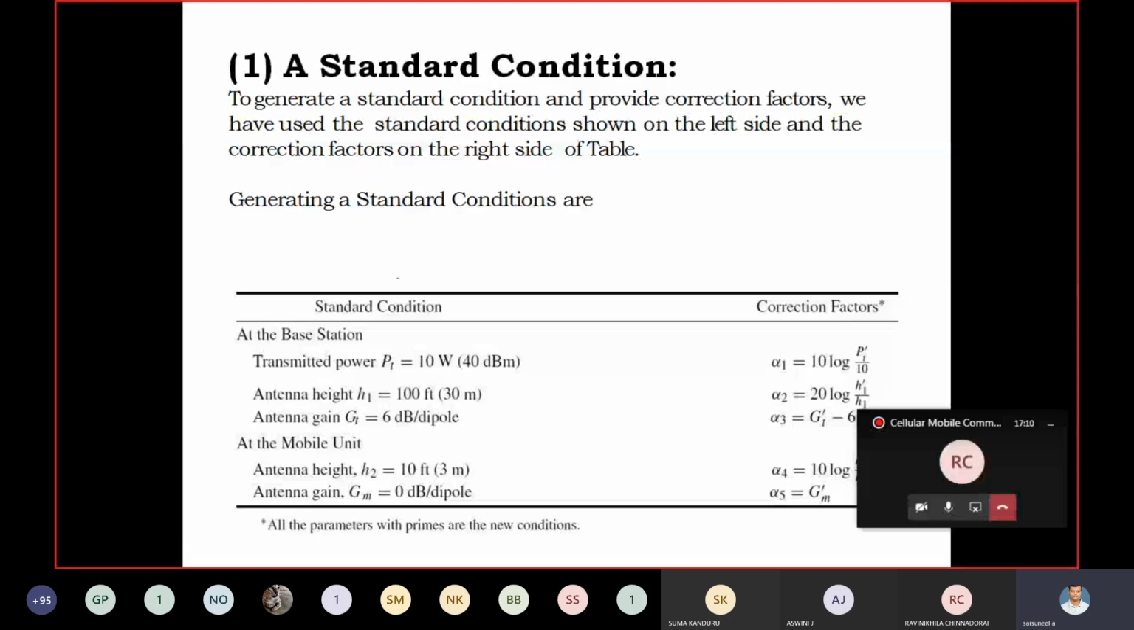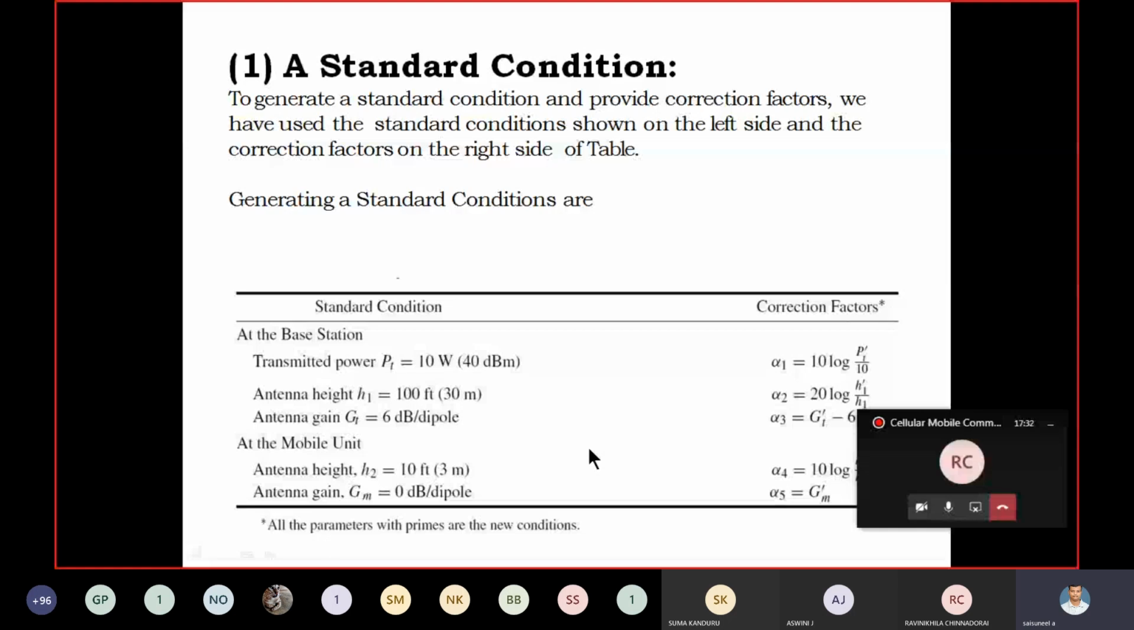Second one is height h1 equal to 100 feet. We have to convert into meters, which is 30 meters. 1 foot is around 3.3 something meters, and 1 meter is 3.3 something feet. Similarly, alpha 2 is 20 log h1 dash by h1. h1 in the denominator, you already know, is 100 feet. What is h1 dash? What is the correction, either increase or decrease in the heights? We will discuss h1 dash, the effective antenna height gain, in later classes.